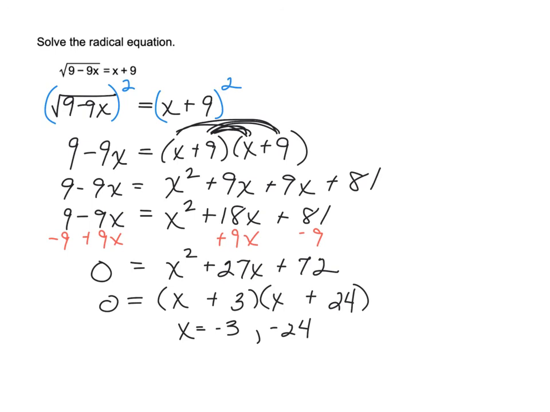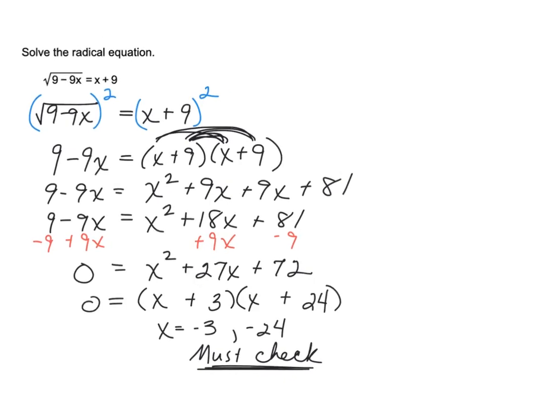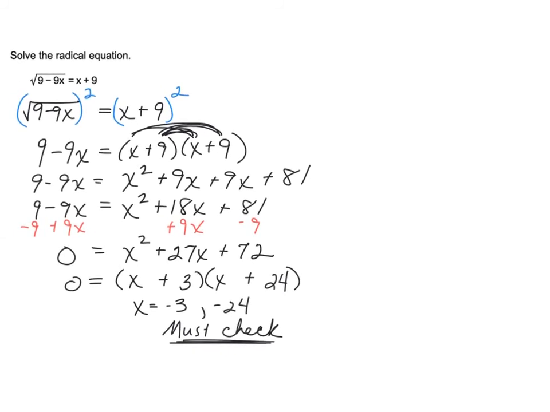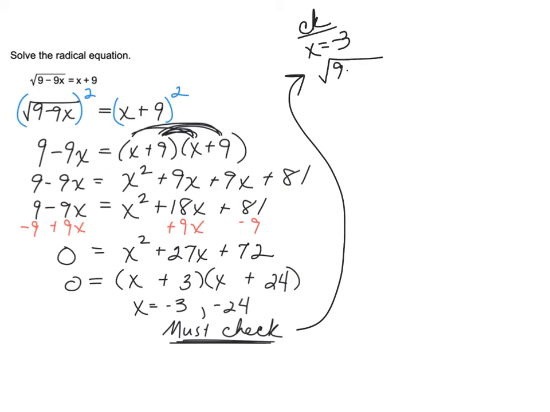Okay, 2 possible answers, but remember, we must check, okay? Like I said from the very beginning, there's a chance that we could have gotten a false positive, and one of these may not work, so let's make sure we check. And the way we check, I'm going to move over a little bit. Let's start with x equals negative 3. You just take the original equation, which was the square root of 9 minus 9x equals x plus 9. We're going to plug negative 3 in and see if it makes sense.